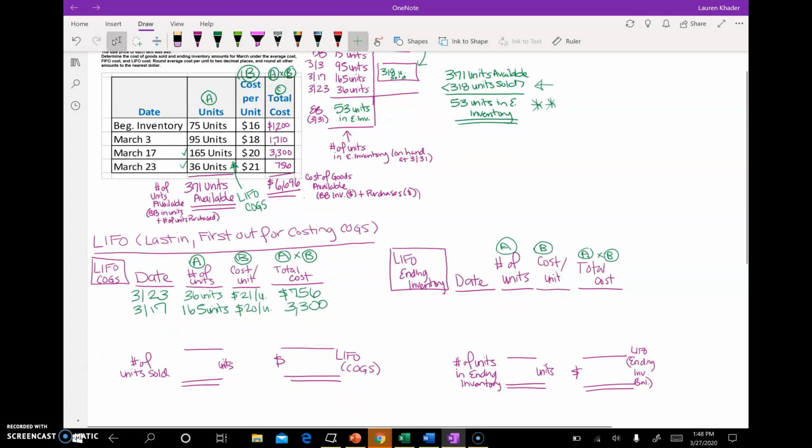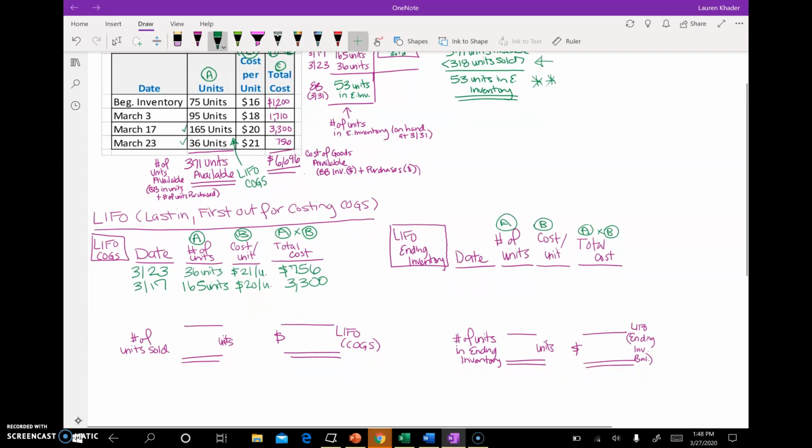So you can do a little assessment of where you're at. 165 units was in that last layer, and 36 units. All I'm trying to do is figure out how many total units I've expensed at this point. So I'm going to erase that. That's not correct. Here. 1, carry that 1, 0. So we've expensed 201 units, right? My math is correct.